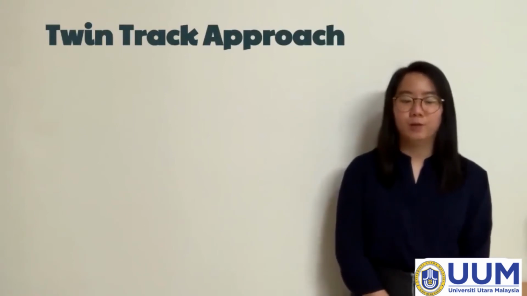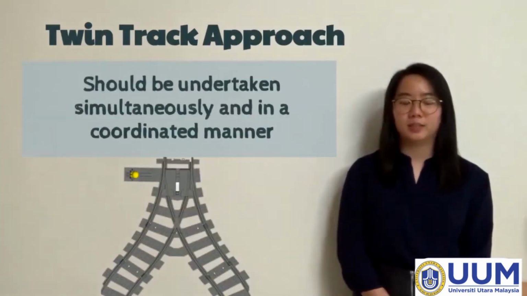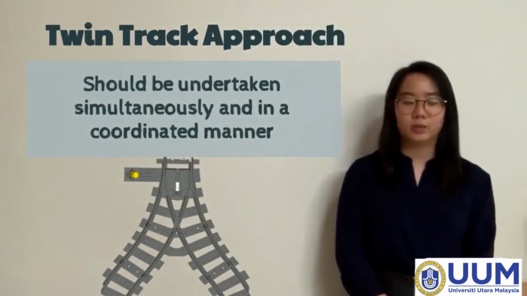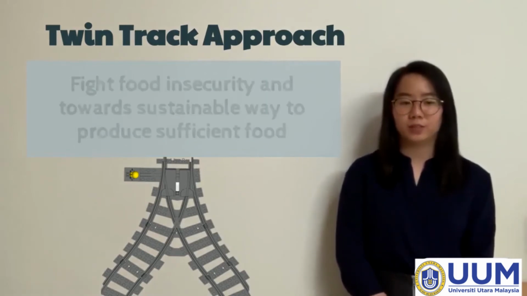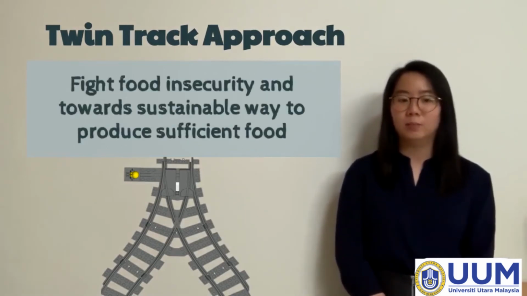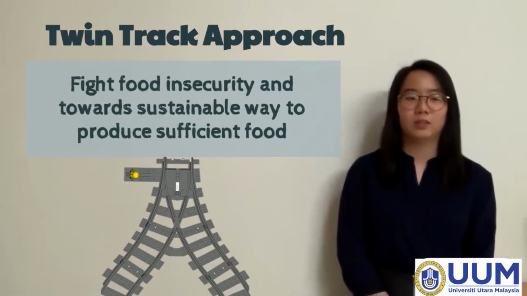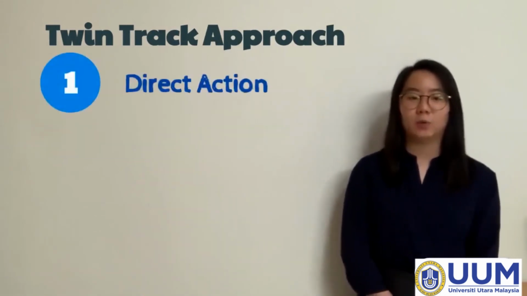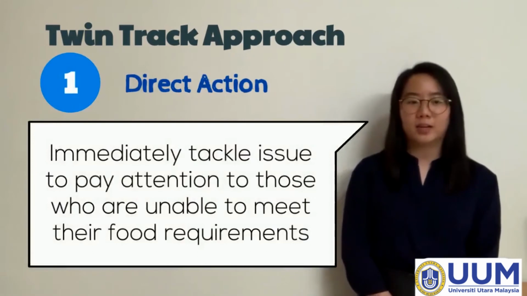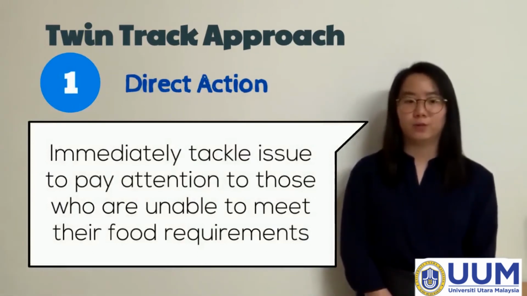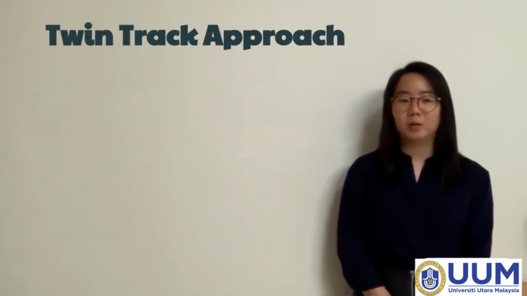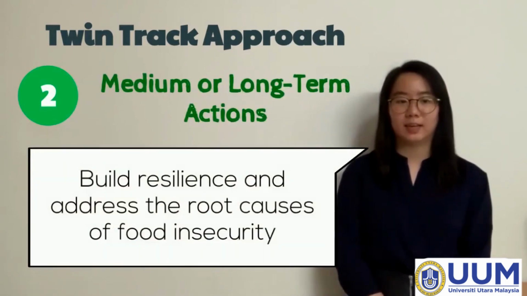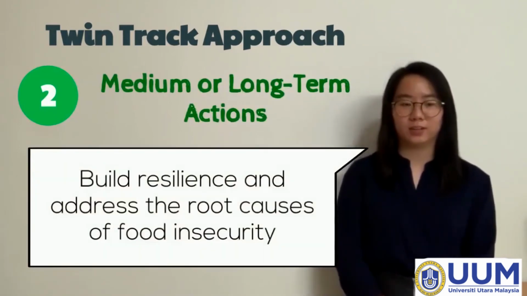Next is the twin-track approach in governance. Both kinds of tracks should be undertaken simultaneously and in a coordinated manner in order to successfully fight food insecurity and progress towards a sustainable way to produce sufficient food. Firstly is the direct action to immediately tackle this issue by paying attention to those who are unable to meet their food requirements. Next, medium or long-term actions can build resilience and address the root causes of food insecurity.